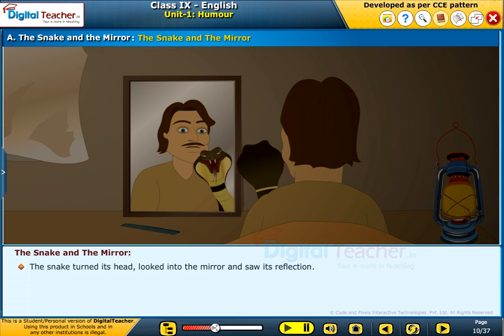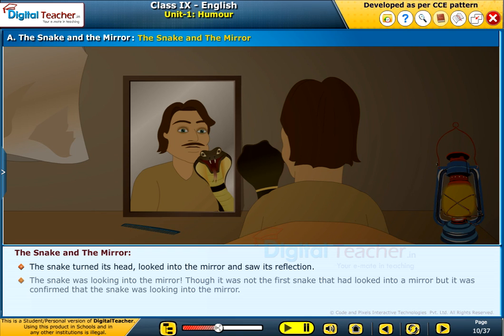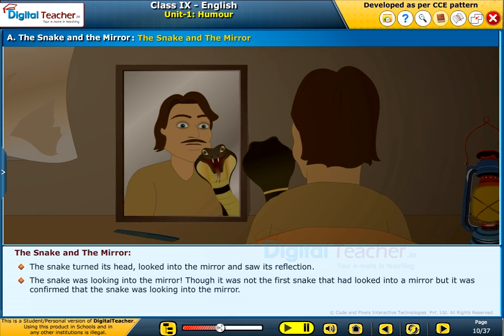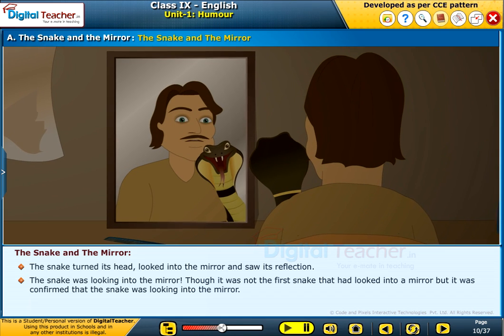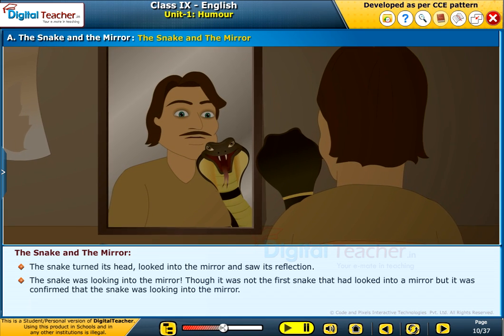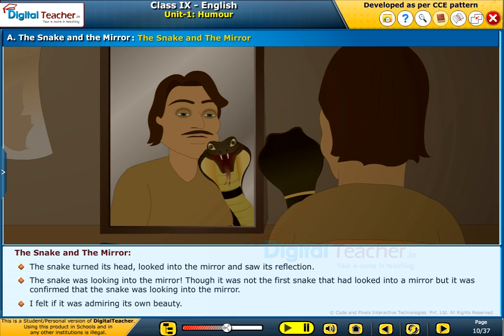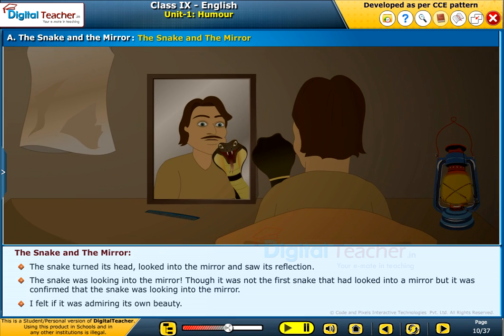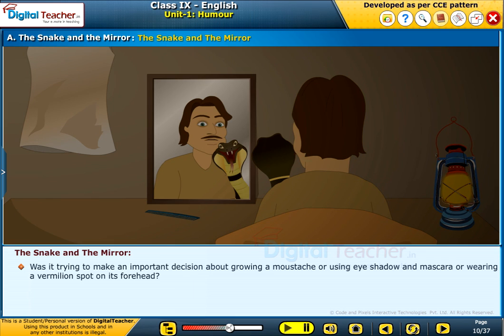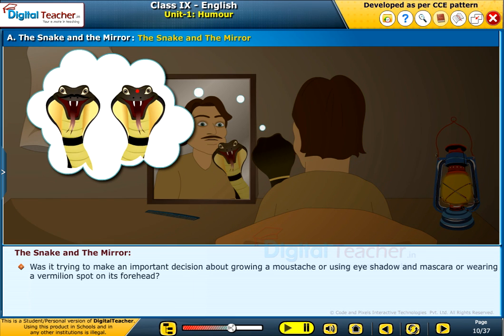The snake turned its head, looked into the mirror and saw its reflection. The snake was looking into the mirror. Though it was not the first snake that had looked into a mirror, it was confirmed that the snake was looking into the mirror. I felt it was admiring its own beauty. Was it trying to make an important decision about growing a mustache, or using eyeshadow and mascara, or wearing a vermilion spot on its forehead? I didn't know anything for certain.